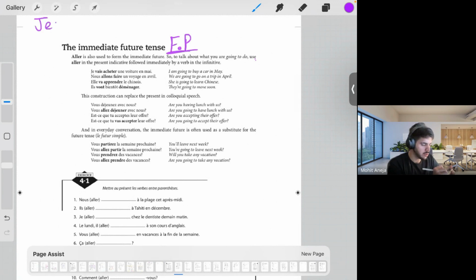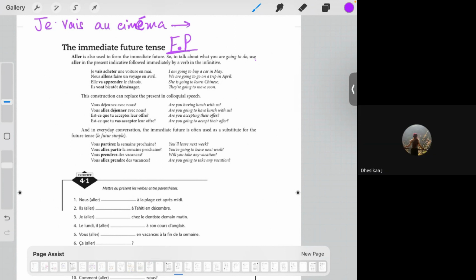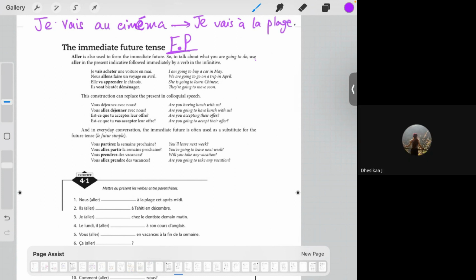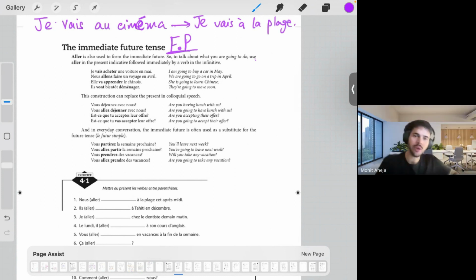But before that, I want you to understand je vais au cinéma. Okay. So, this is the sentence. Je vais au cinéma. What does this mean? I am going to the cinema. And I can also write je vais à la plage. What does this mean? I am going to the beach. Yes. Okay. So this is the intended use. The second one, as I told you, was the informal expressions.